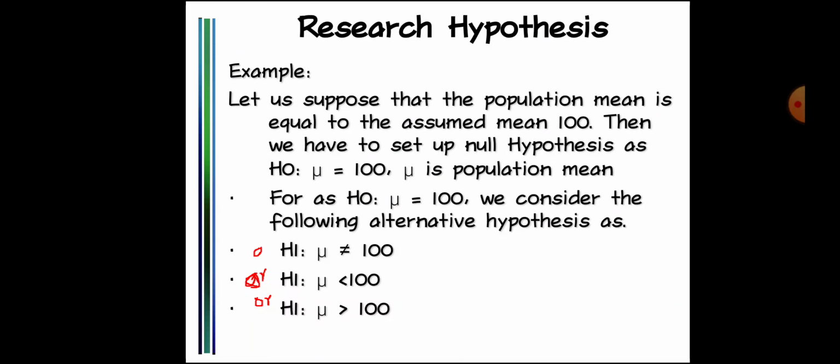Research hypothesis. Example: let us suppose that the population mean is equal to the assumed mean 100. Then we have to set up the null hypothesis as H0: mu is equal to 100. Mu is the population mean. For H0: mu equal to 100, we consider the following alternative hypotheses: H1: mu is not equal to 100, H1: mu is greater than 100, or H1: mu is less than 100.